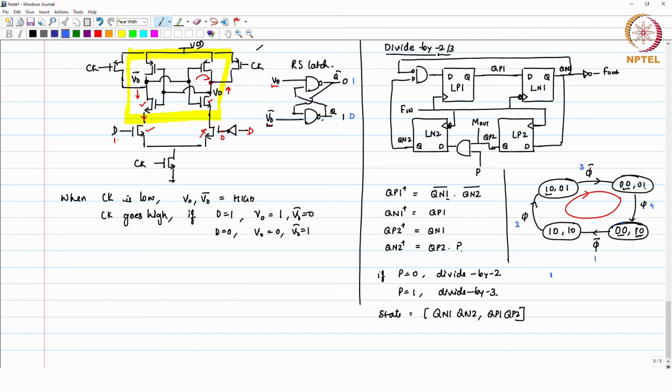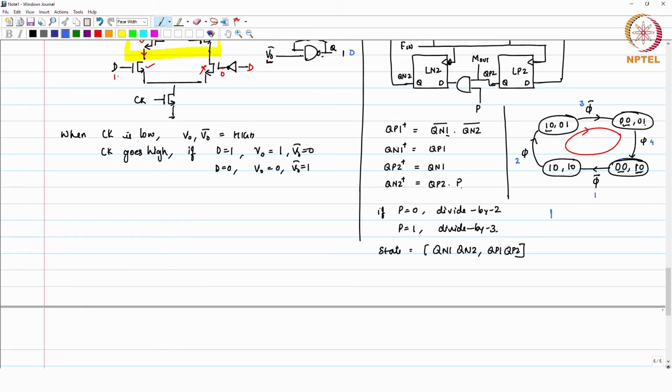Okay. So, what it means is that if you have a clock like this, you can start from any state here. On the first falling edge 1, then rising edge 2, then falling edge 3, then rising edge 4. So, after this the state repeats. If it is 0 0 1 0 here, it is going to come back as 0 0 1 0 in the fifth. So, after every 2 clock periods, the output is repeating.